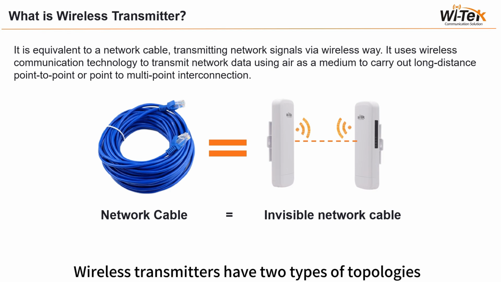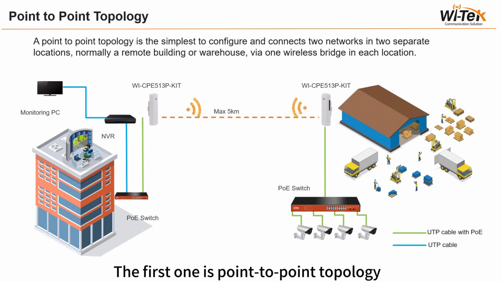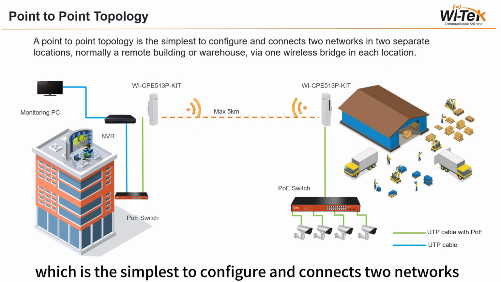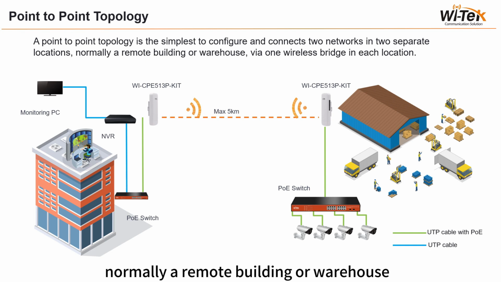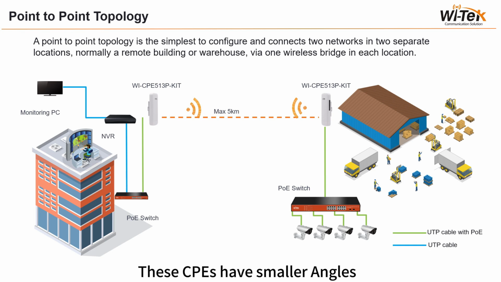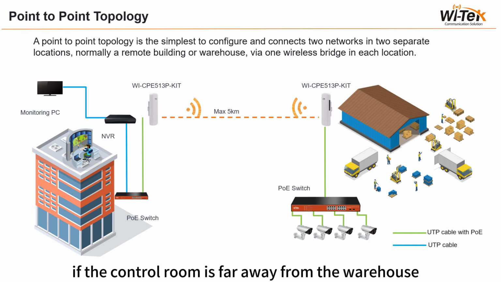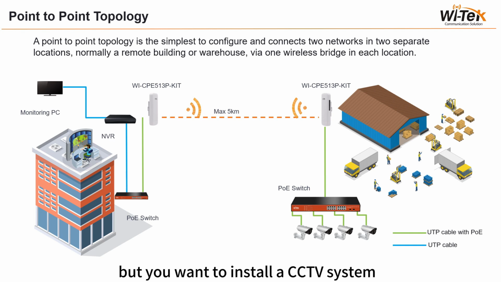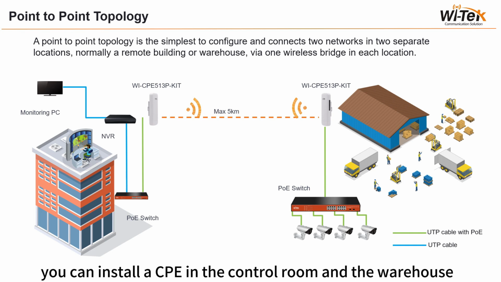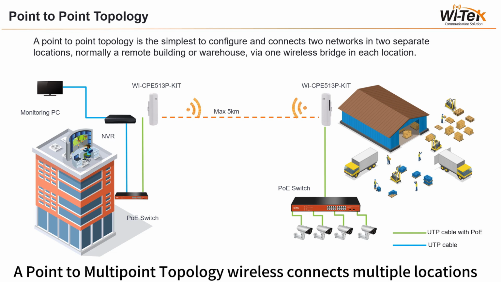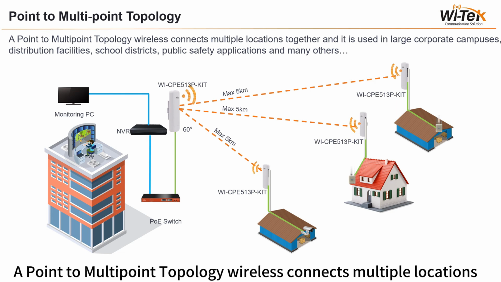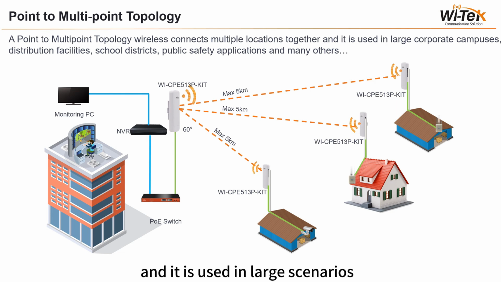Wireless transmitters have 2 types of topologies. The first one is point-to-point topology, which is the simplest to configure and connects 2 networks in 2 separate locations, normally a remote building or warehouse, via one wireless bridge in each location. These CPEs have smaller angles, but longer transmission distances. For example, if the control room is far away from the warehouse but you want to install a CCTV system, you can install a CPE in the control room and the warehouse, powered by a switch, and then the 2 places are connected.